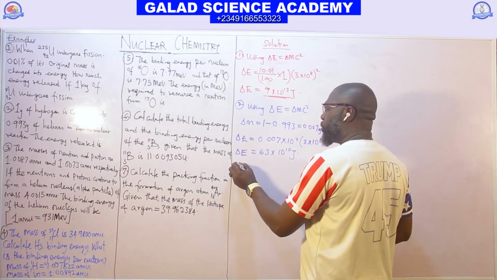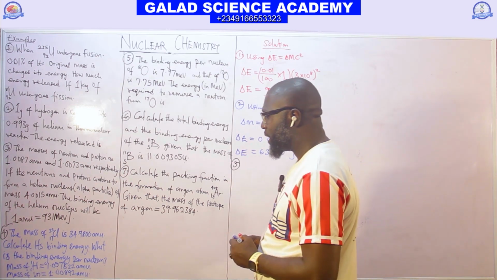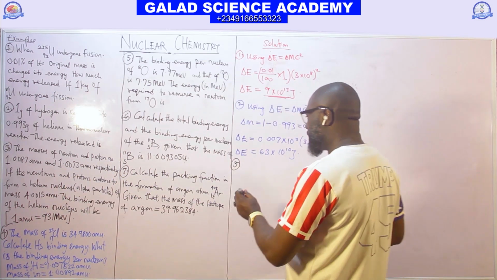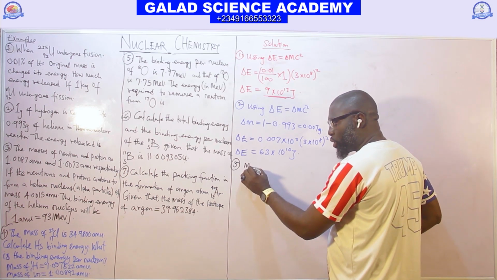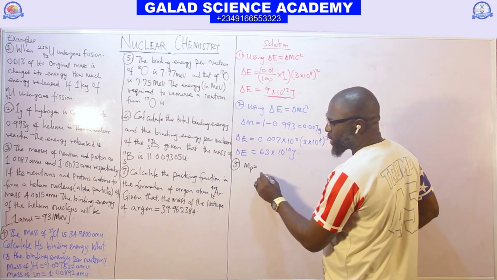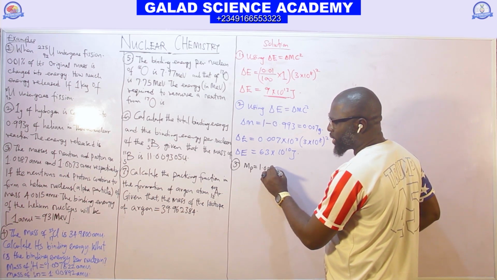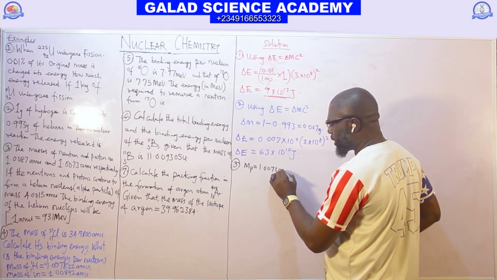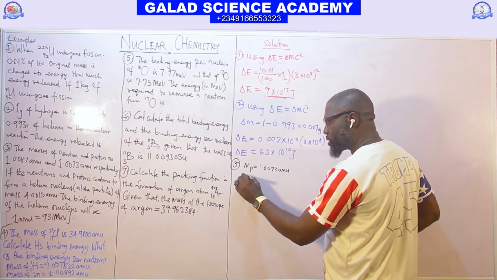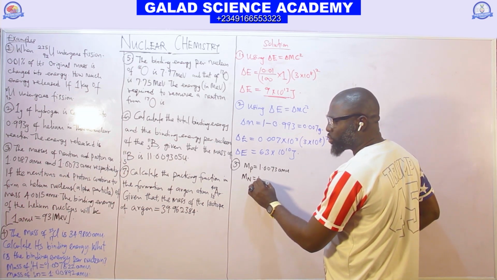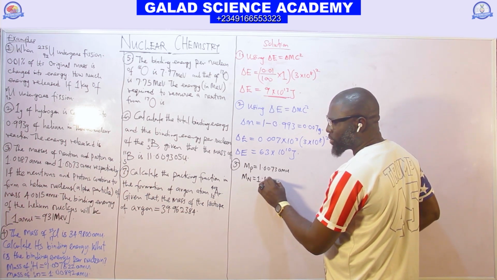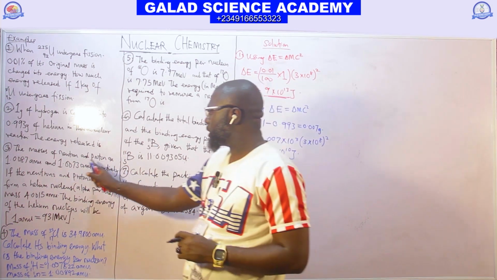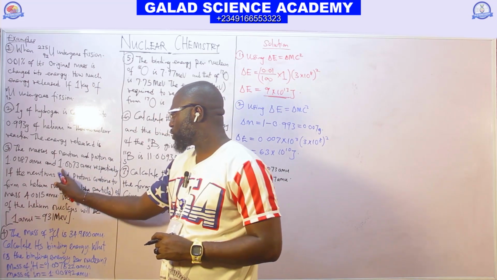So let us move to the third one, question number 3. The masses of the neutron and the proton are given. The mass of the proton is 1.0073 atomic mass units. The mass of the neutron is 1.0087 atomic mass units. This one is for the neutron, and this one for the proton, respectively.